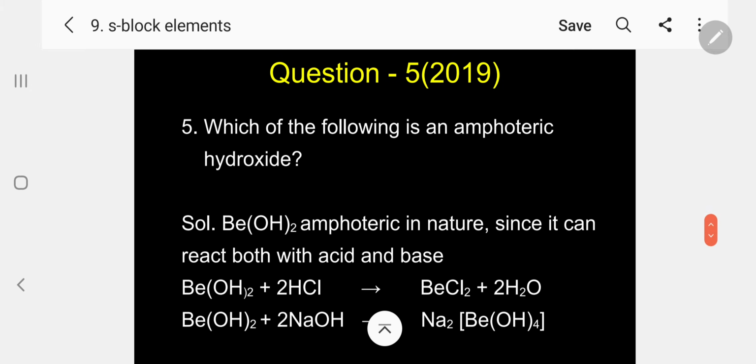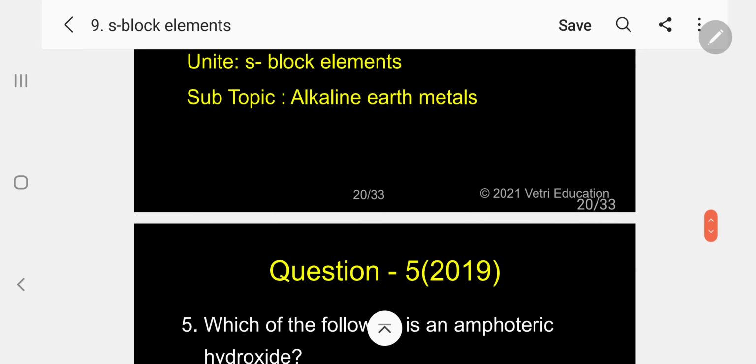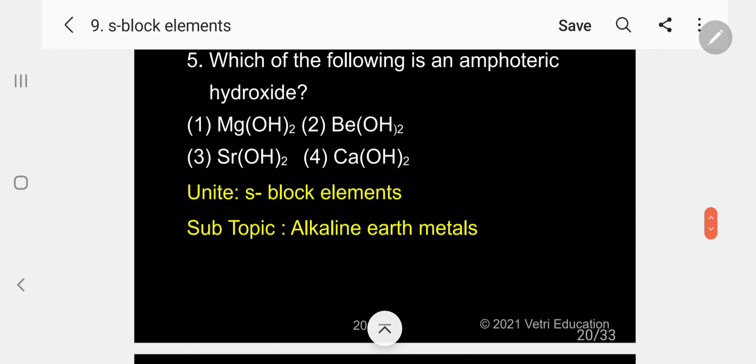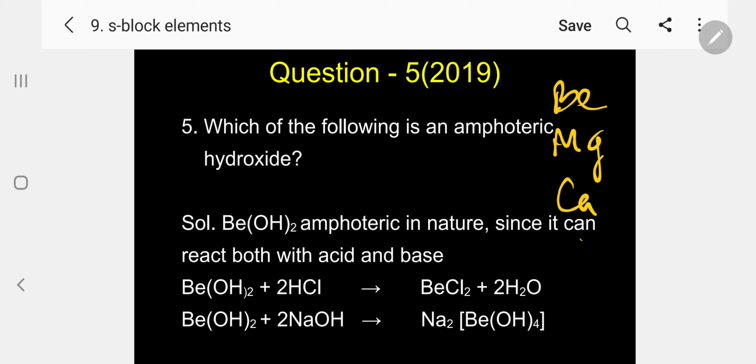Okay. Now let me come to the explanation. Please follow. They are asking which of the following is an amphoteric hydroxide. They have given magnesium, beryllium, strontium, calcium. So first arrange the order. You know the order: beryllium, magnesium, calcium, strontium, barium, radium.